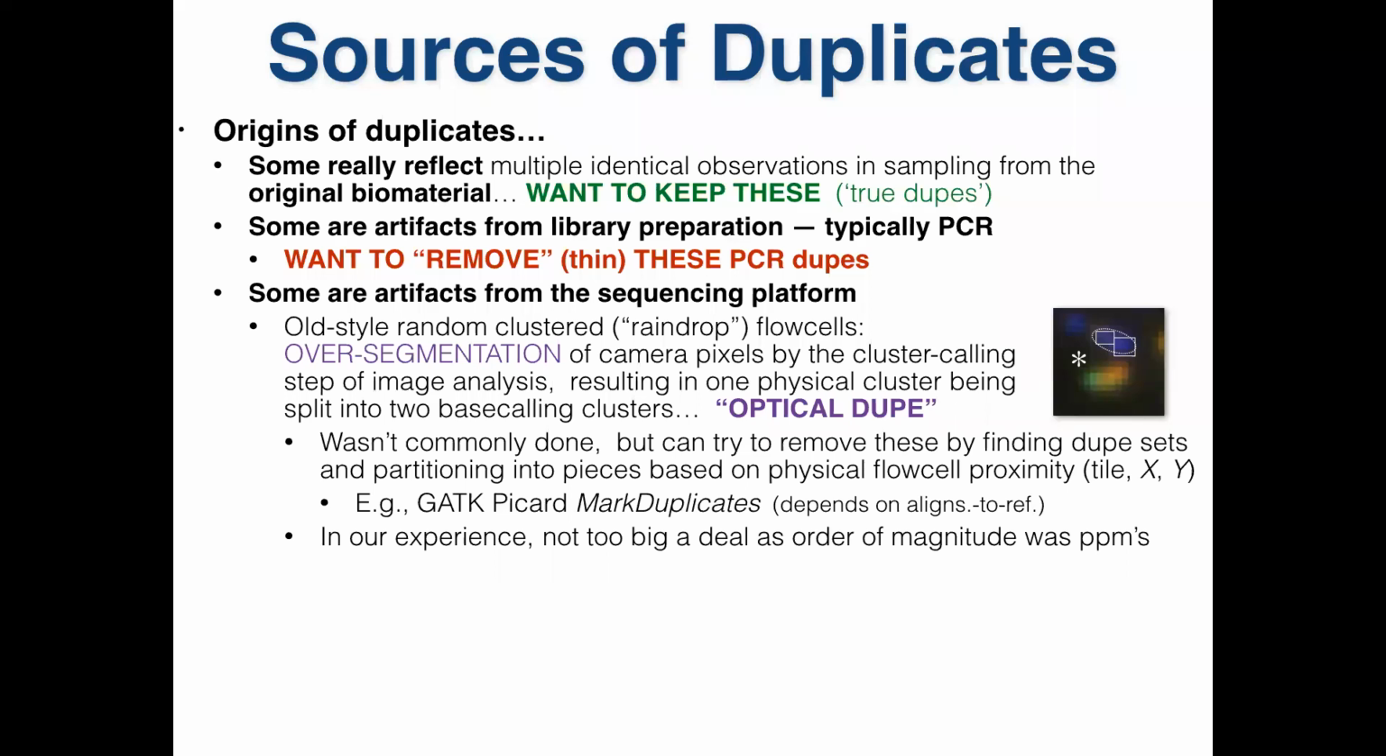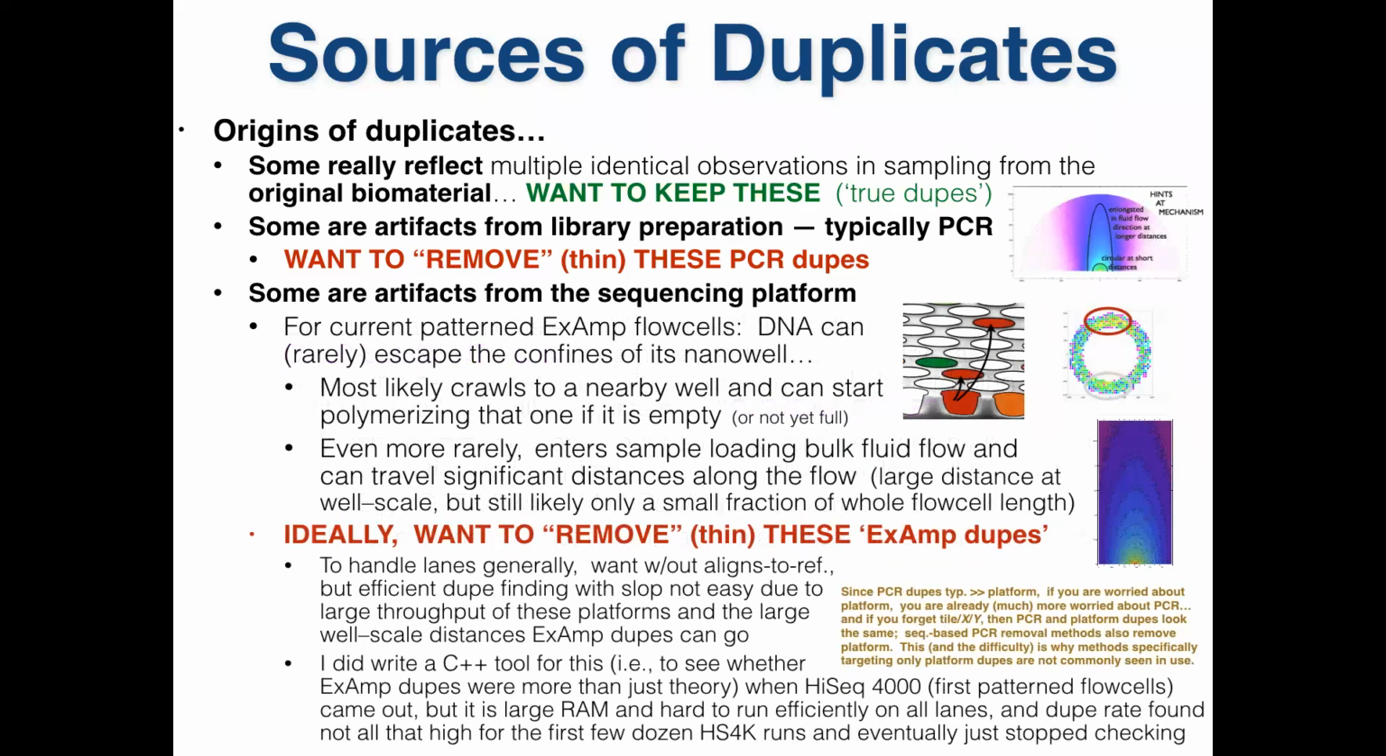Yeah, so that's the next slide. XAMPP has duplicates too, but the mechanism is completely different. So with XAMPP, with patterned flow cells, once in a while, a DNA molecule in a nanowell can escape the well. So if it escapes, one of two things happens.